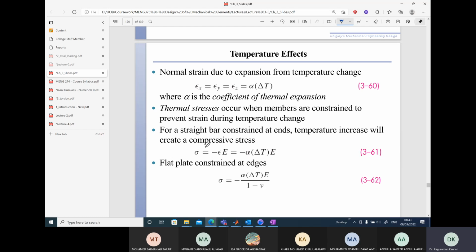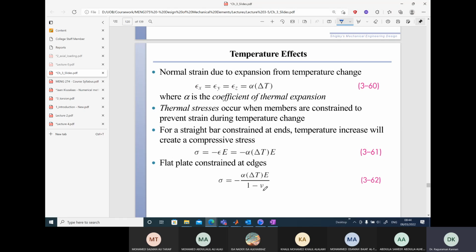To get the stress, suppose I restrict this free expansion of the material, what will happen? The strain will be 0. However, we can get the equivalent stress by using Hooke's law, E times strain. That gives us the compressive stress developed in the material. Now, this is in the case of a 1D problem.